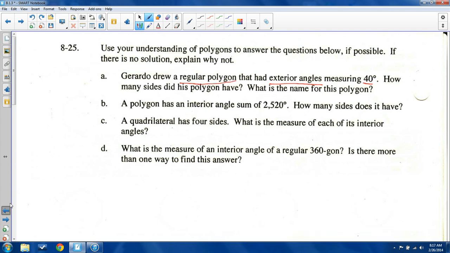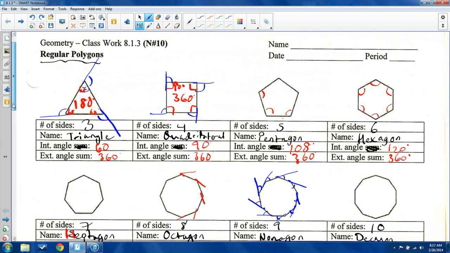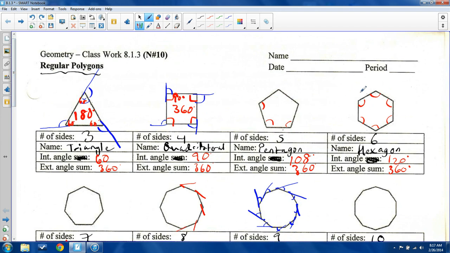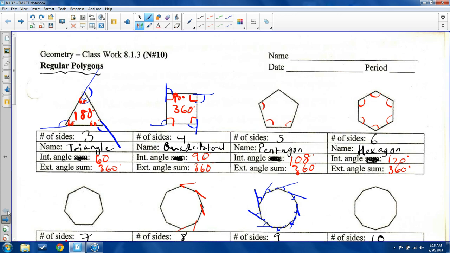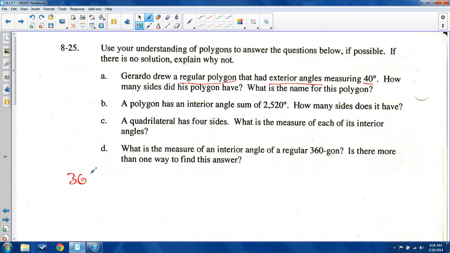So let's look back here. If I have something with exterior angles of 40, now this isn't 40, but let's pretend it was. If I have exterior angles here that are 40, 40, 40, etc., and I add up all of the 40s, I get 360. So in other words, if I take 40 and multiply it by something, I get 360. So 40 times what equals 360? Or better yet, 360 divided by 40 equals what?